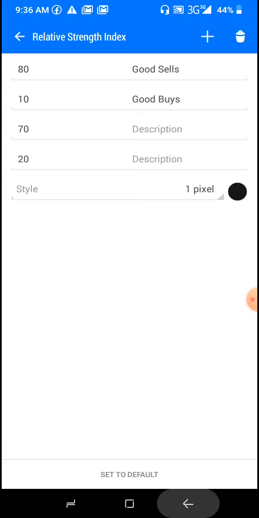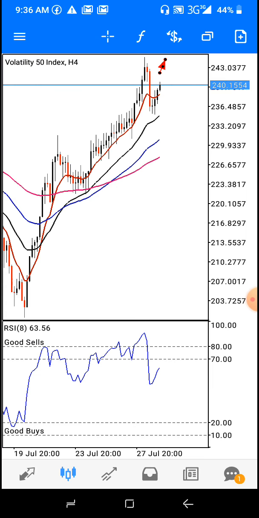You go back and click done. You can see that on the main chart now, good buys, good sells.